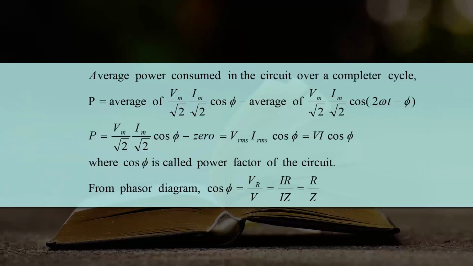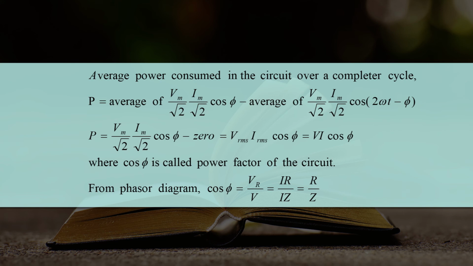So average power consumed in the circuit over a complete cycle can be written as P equal to average of Vm upon root 2 into Im upon root 2 into cos phi, minus average of Vm upon root 2 into Im upon root 2 cos(2 omega t minus phi). Here you can see the second part, the average of Vm upon root 2 into Im upon root 2 cos(2 omega t minus phi), can be written as 0. So average power consumed in the circuit over a complete cycle can be written as P equal to Vm upon root 2 into Im upon root 2 into cos phi.